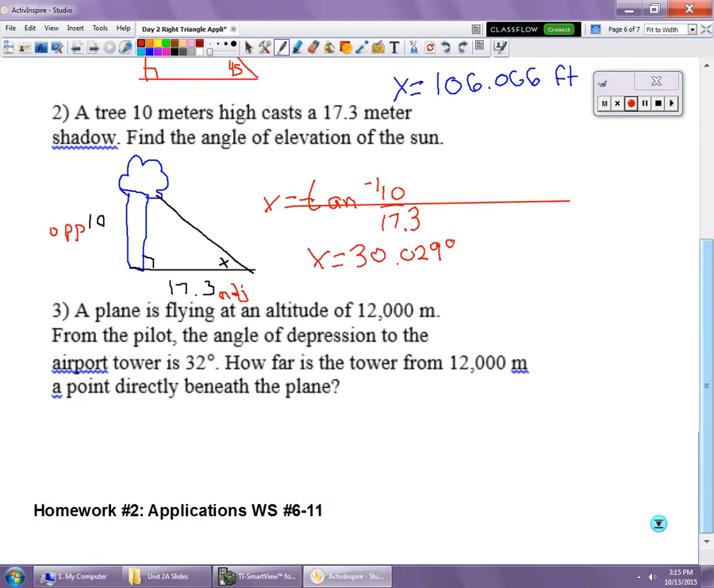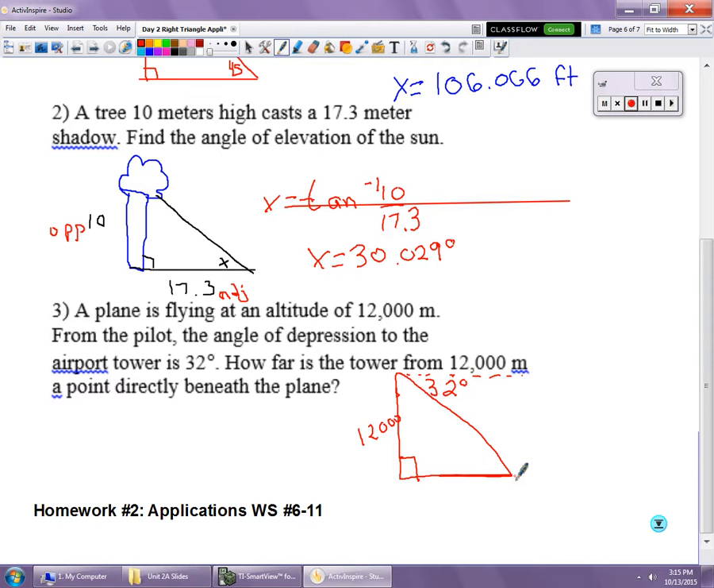Finally, an airplane is flying at an altitude of 12,000 meters. So it is 12,000 meters above the ground. You know, all these problems are right triangles. From the pilot, the angle of depression to the airport tower is 32 degrees. So from the horizon looking down is 32 degrees. How far is the tower?